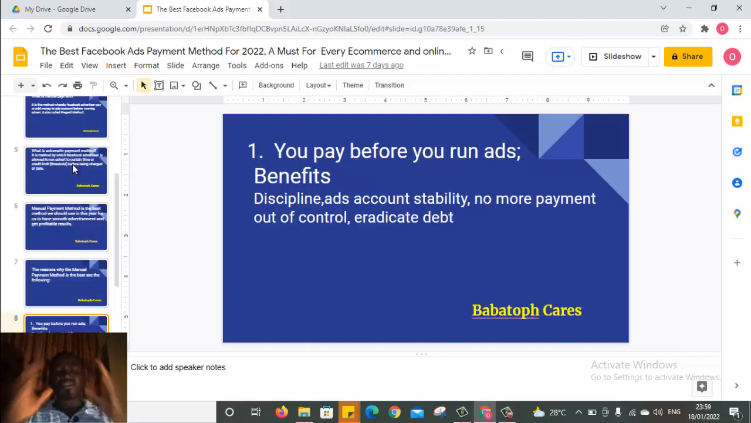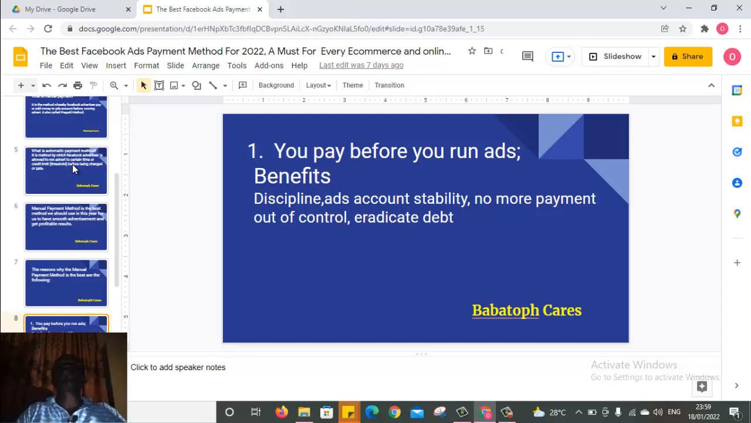Number one is that you pay before you run advert. Yes, you pay. See the benefit. We have discipline, ad stability, no more payment out of control, and we eradicate debts. Ever since I've been using the manual payment method, I am very disciplined, because I know that if I'm to run advert tomorrow, maybe with 30,000 naira, we have the money. It is as if you have working capital for running your business, which is very good.